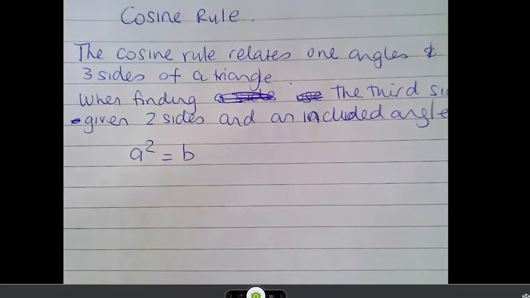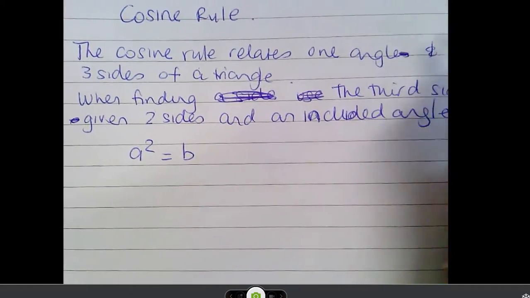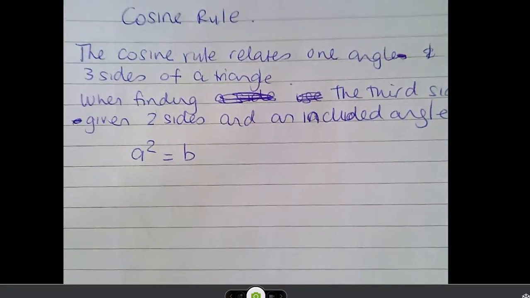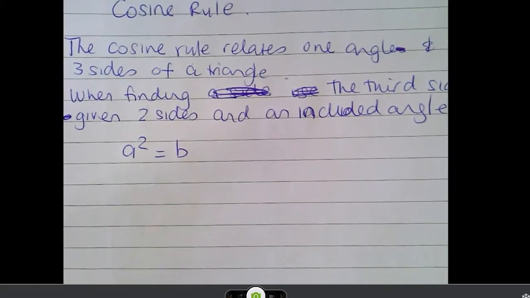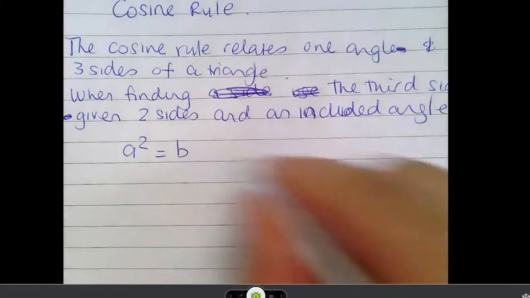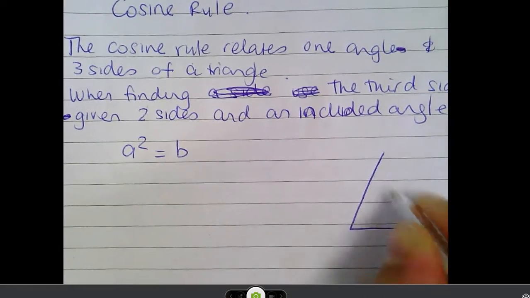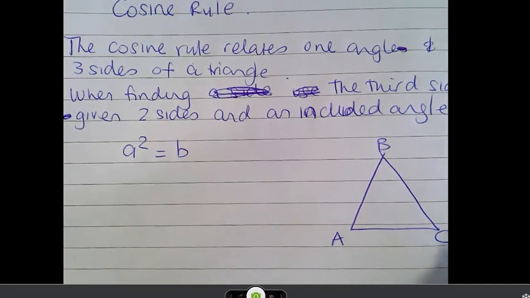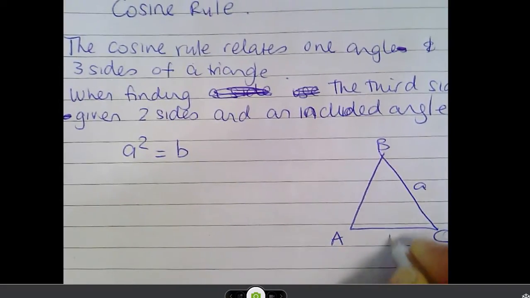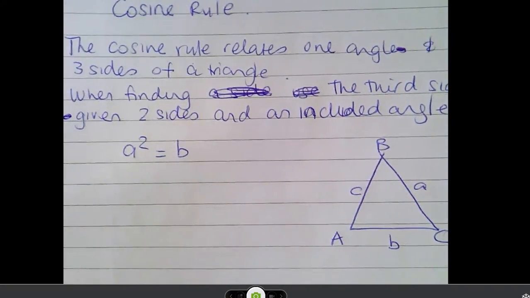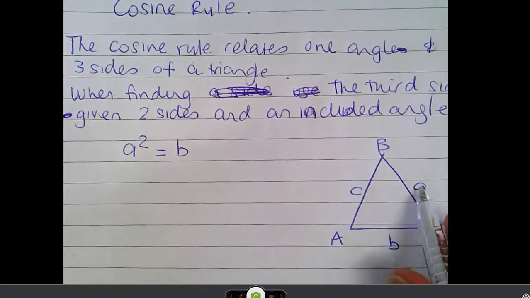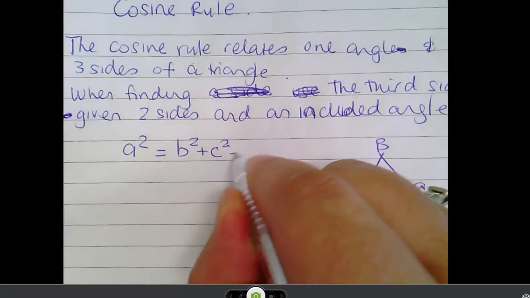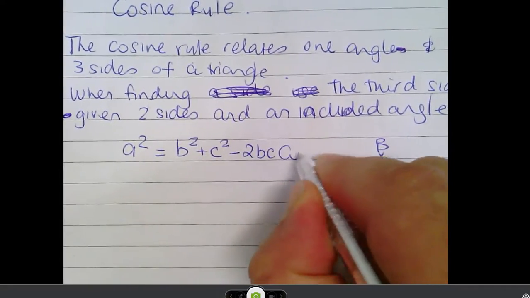Okay, cosine rule. It relates one angle and any three sides of a triangle. When finding the third side of the triangle, given two sides and an included angle, you will use the following. Now I'll draw a little triangle over here. I've got capital A, capital B, capital C, little a, little b, little c. Remember they're opposite each other. You go a squared is equal to b squared plus c squared minus 2bc cos A.